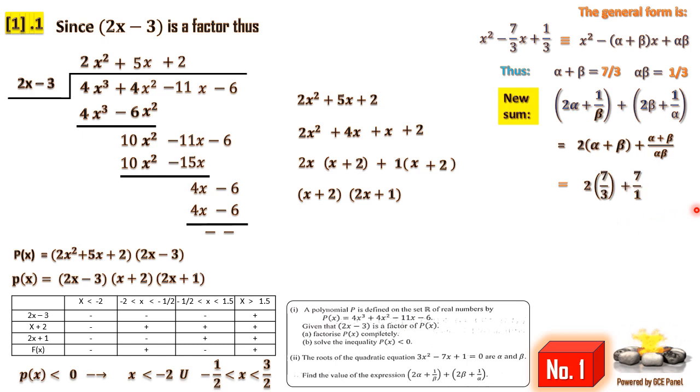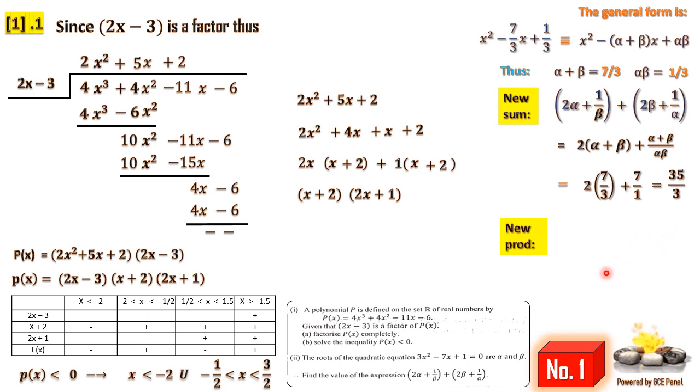Alright, but in this particular question, we just decided to give an extension. What if they equally ask you to find maybe the new product? Let's say the roots of the new equation are 2 alpha plus 1 over beta and 2 beta plus 1 over alpha. In that case, you just look for the new product as well. And the new product will just be 2 alpha plus 1 over beta into 2 beta plus 1 over alpha.